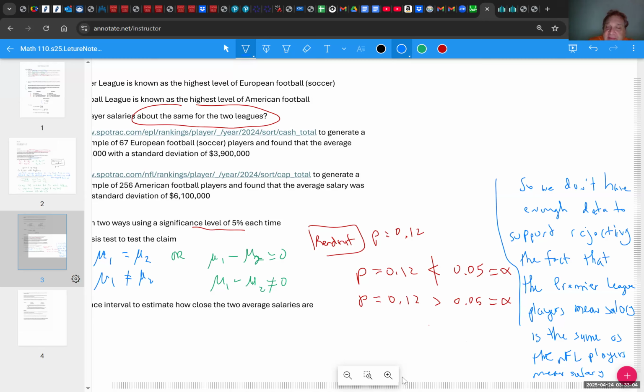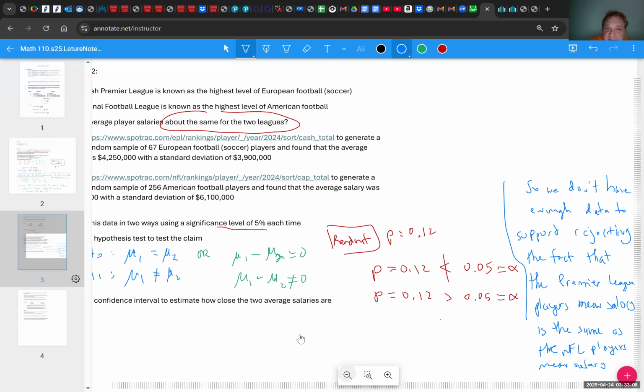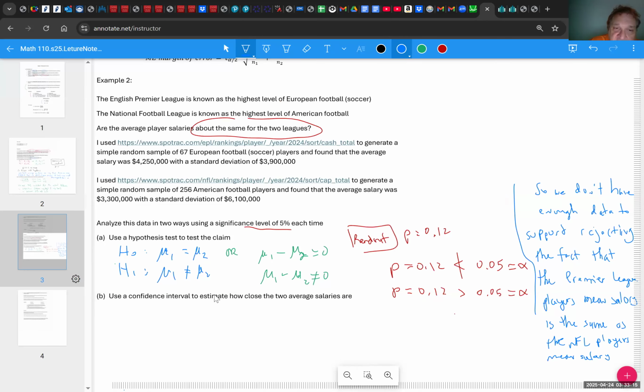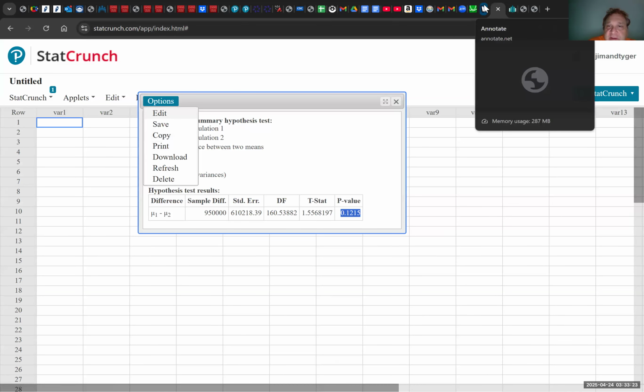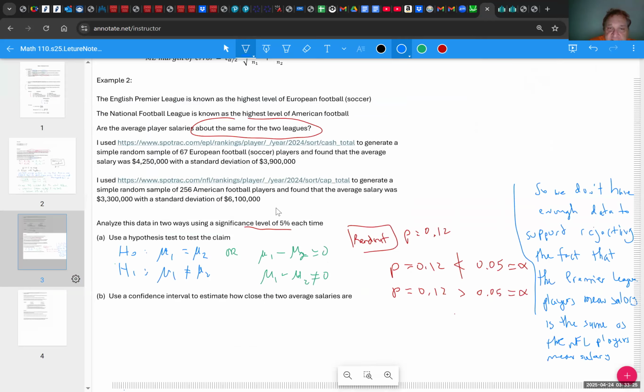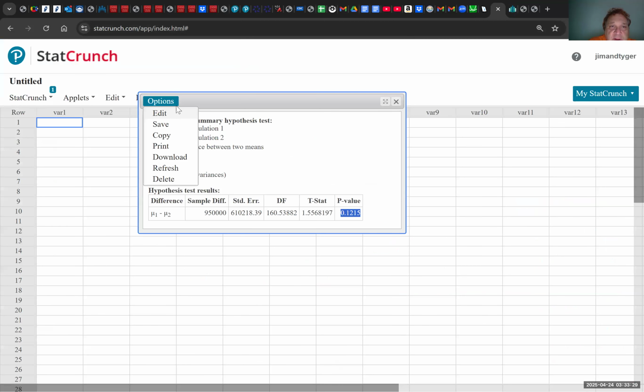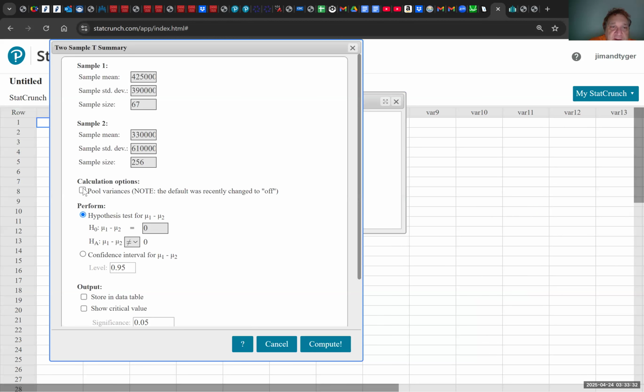And now let's look at the same idea, but with a confidence interval. Let's scroll just a little bit more. Okay, there we go. So we're going to use the confidence interval to do the same thing. I'm going to go back over to StatCrunch and change this into a confidence interval. Just real quick, we're doing it at the same 5% significance level. So I'm going to go here, edit, and switch this from hypothesis test to a confidence interval.